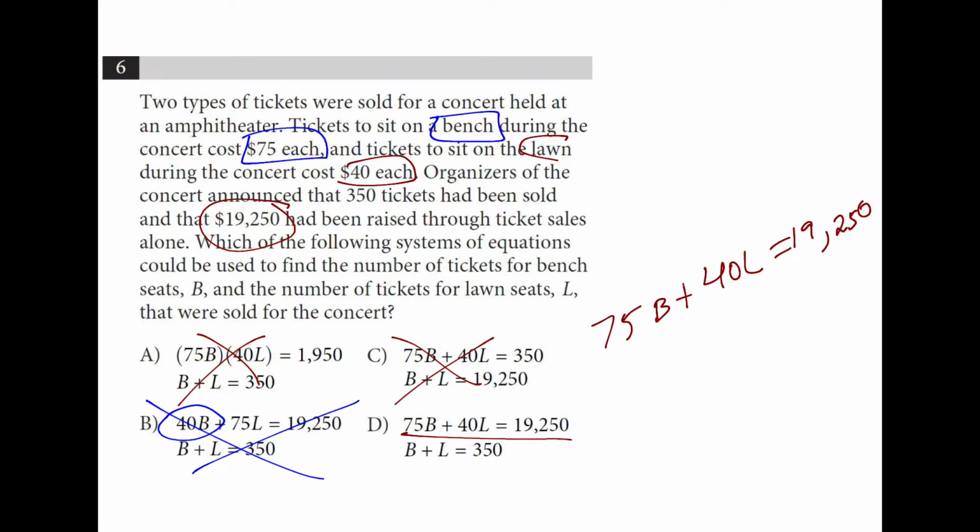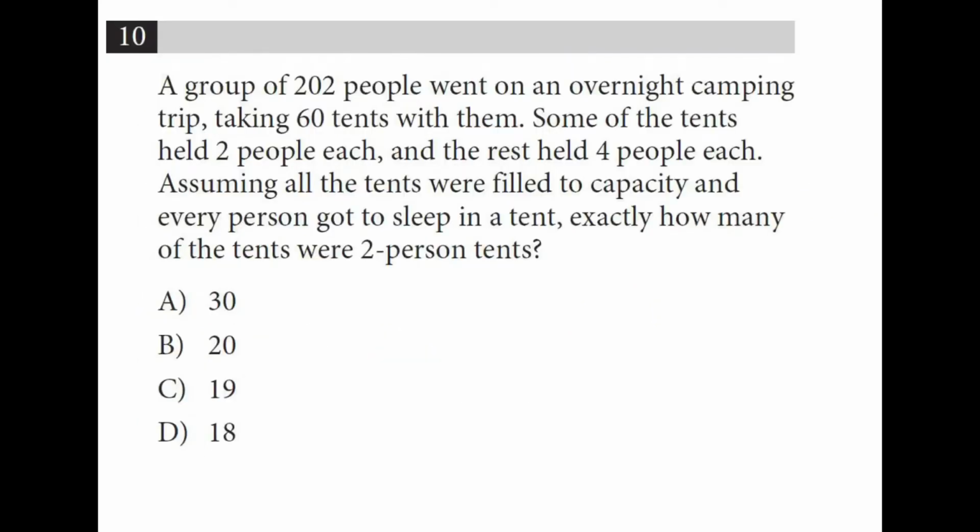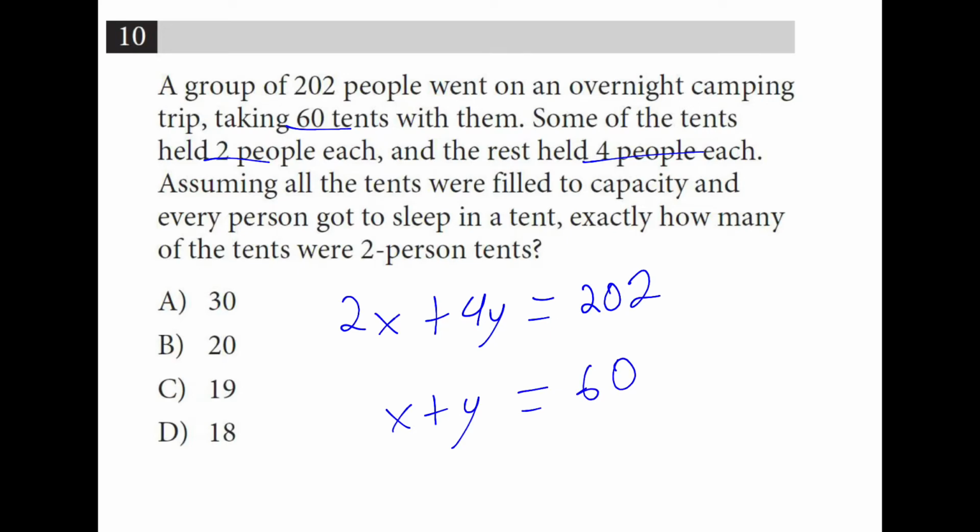And the number of tickets, which would be B plus L, is going to be equal to 350. So it's important to keep the price with the price and the numbers with the numbers. 202 people went camping, 60 tents. Some tents held 2 people, the rest 4. So I'll say 2x plus 4y is equal to 202 people. And then the number of actual tents is equal to 60.